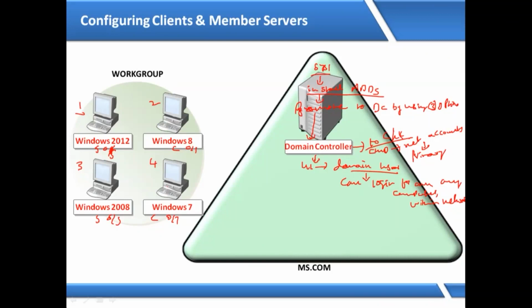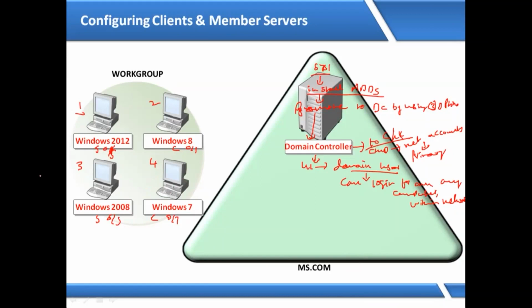So what is the difference? There is no difference. By default in Windows, all the machines will be in workgroup, whether it is a server OS or client OS. So all these four machines are with a client and server OS.